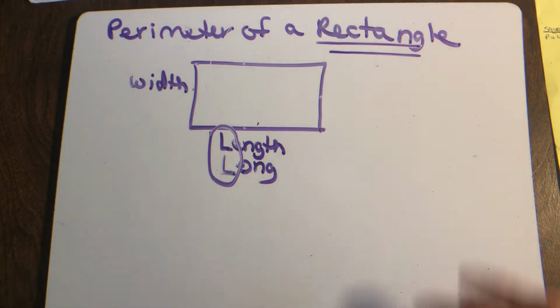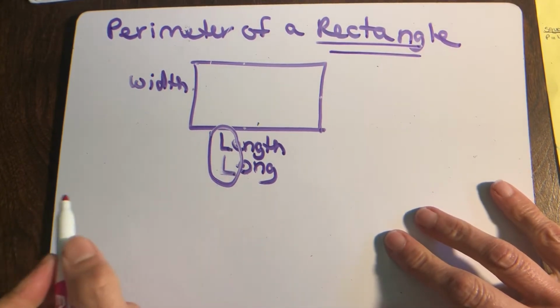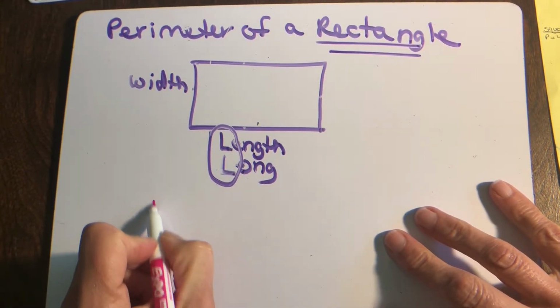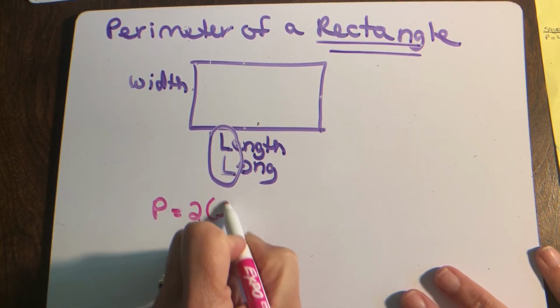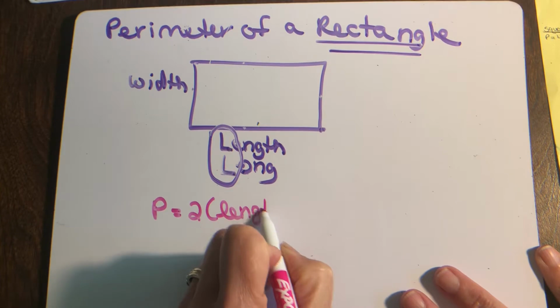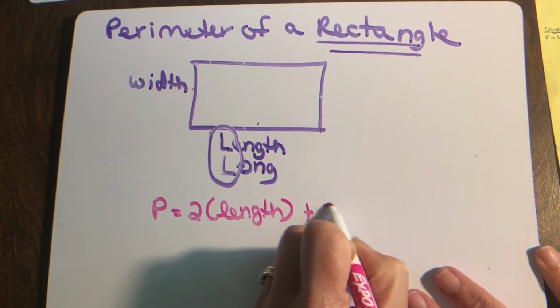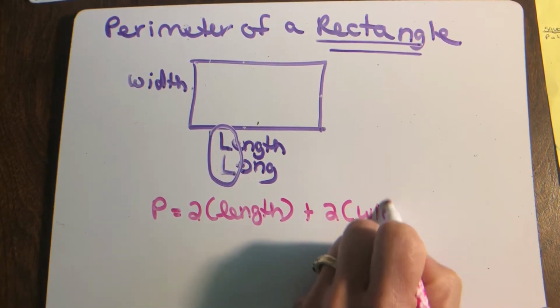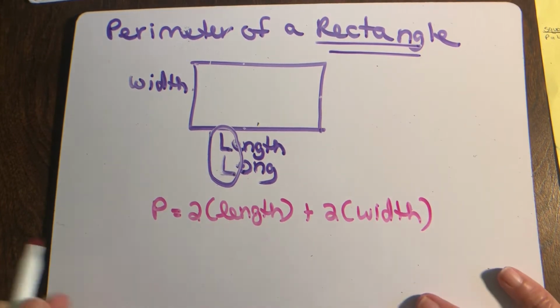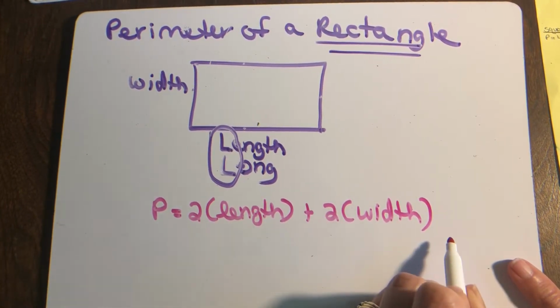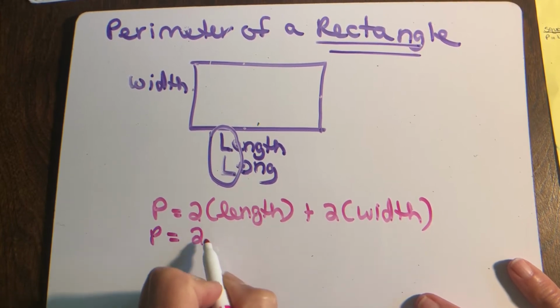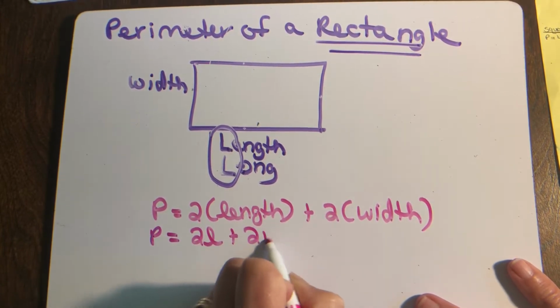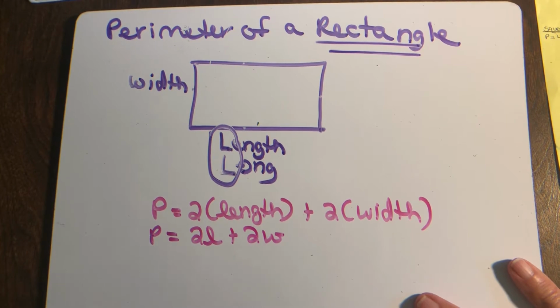Now the formula for the perimeter of a rectangle is P equals 2 times the length plus 2 times the width. I write it out like that so you know what it stands for, but we really write it 2L plus 2W. Okay, so that's our formula.